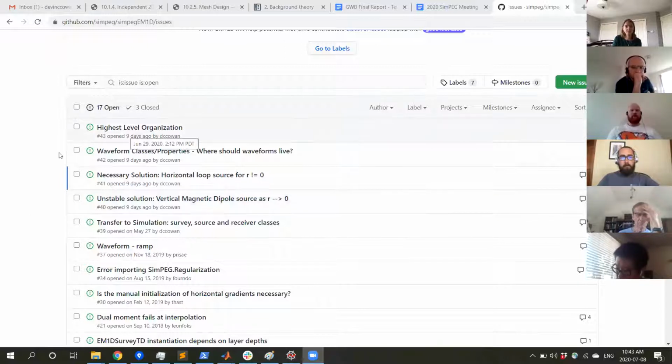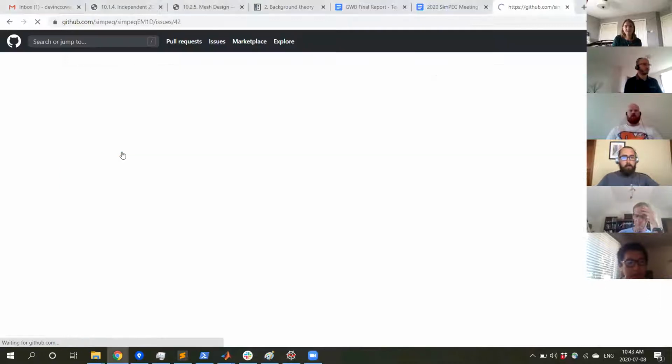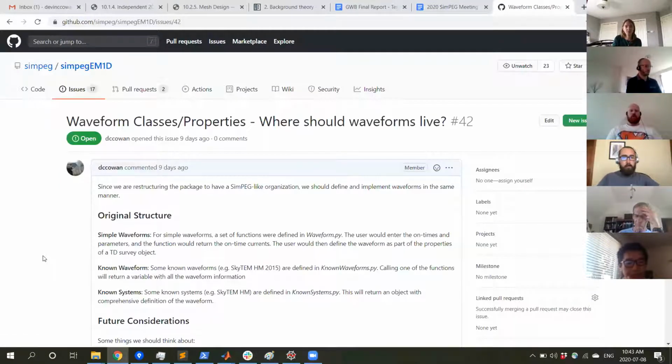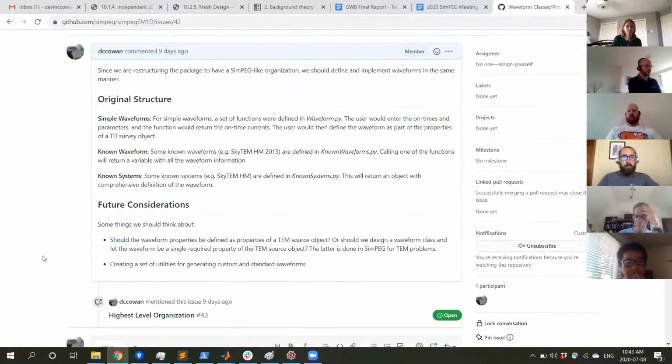But I think maybe the biggest issue, and the one that would be the most useful, is on the waveforms. So really just deciding where it lives. Right now we have all of the stuff pertaining to waveforms in several places. For simple waveforms, like a step off or a square wave, there would just be an independent function that would let you put in times and then output the currents.